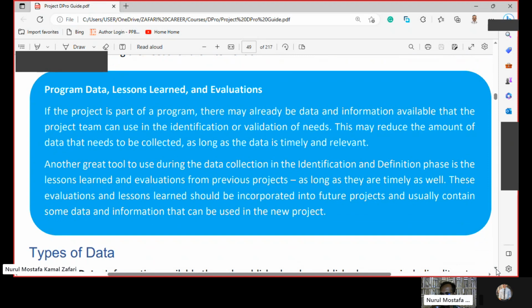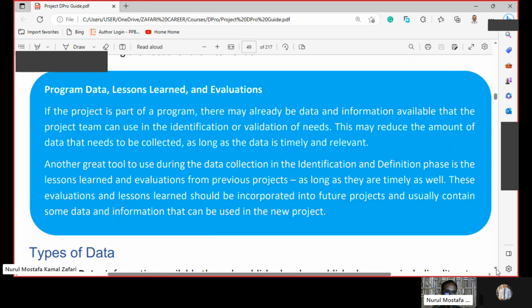Now there is a blue box. Let me read it because I think it is especially important to discuss. Program data, lessons learned, and evaluation. If the project is part of a program, there may already be data and information available that the project team can use in the identification or validation of needs.